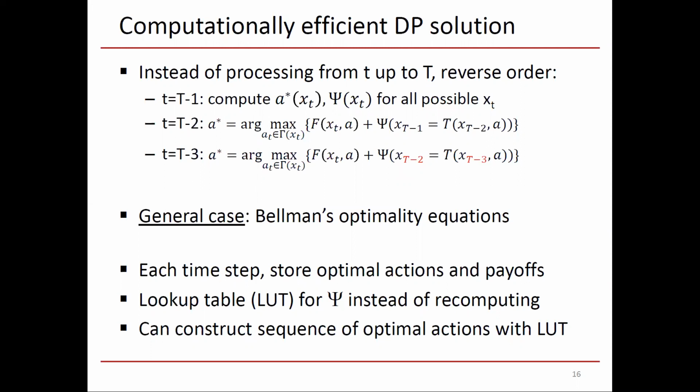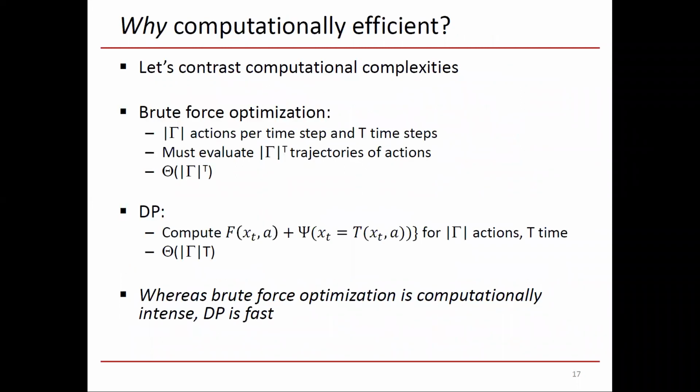We create a lookup table for the payoffs instead of recomputing everything every single time. And this significantly saves on computation. This allows us to construct a sequence of optimal actions within the lookup table. So now you may ask, why is this computationally efficient? Let's evaluate this by looking at the computational complexities.